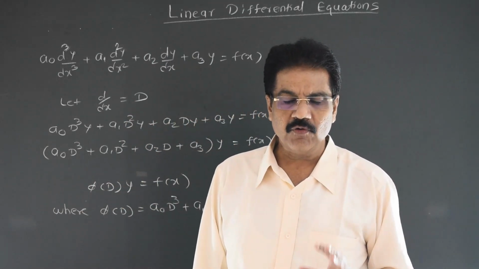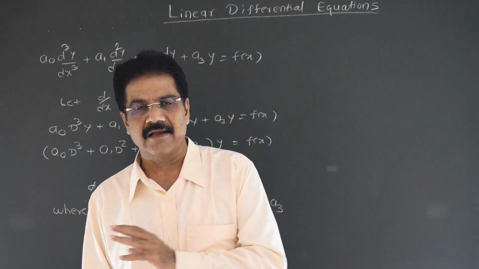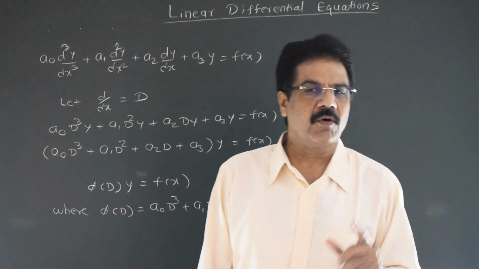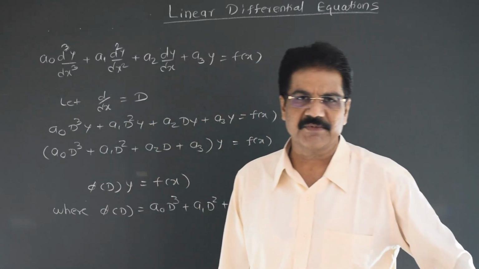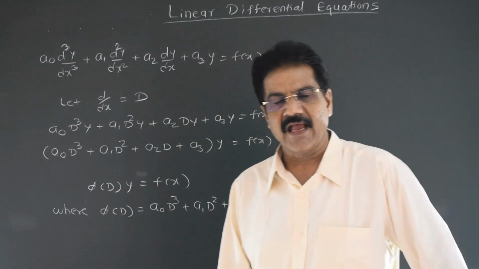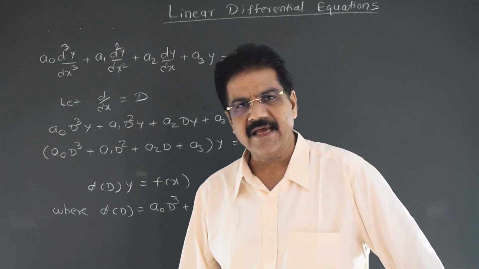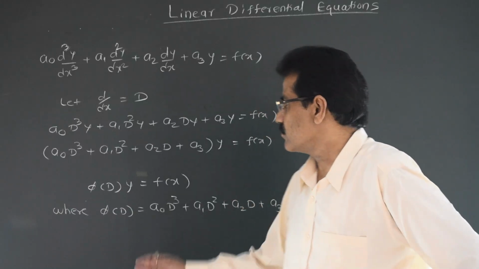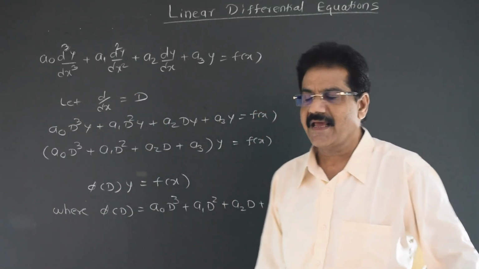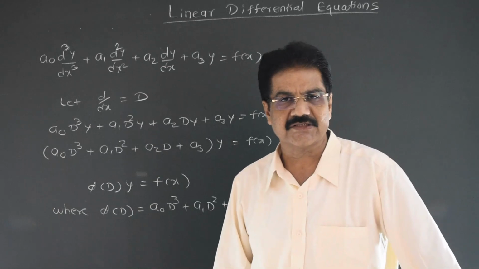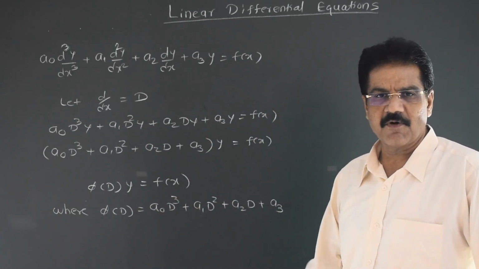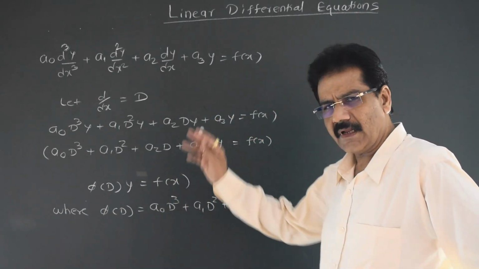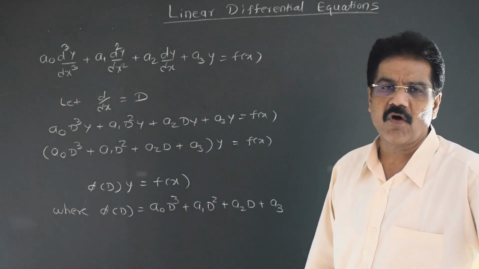First of all, you have to understand the meaning of the word linear. Linear means the power of the dependent variable is always equal to 1. Here the relationship is of the type y equal to f(x), and that's why y is the dependent variable and x is the independent variable. And when y is dependent and x is independent, derivatives are always of the type dy by dx or d2y by dx square or d3y by dx cube. Order can be anything. Just for the sake of understanding, I have taken the maximum order as 3. This is a linear differential equation with constant coefficients.